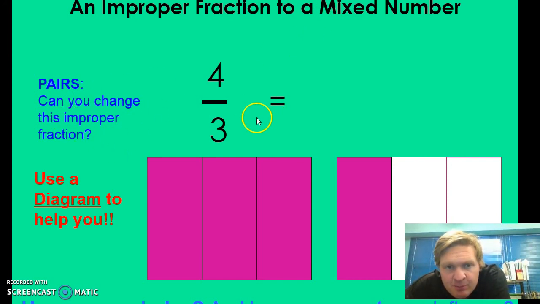Can we change this improper fraction? Alright, I've got 4/3. How many whole numbers have I got that have been fully shaded in? 1. How many have I got left over? 1. How many has each whole been broken into? Thirds. 1 and 1/3.